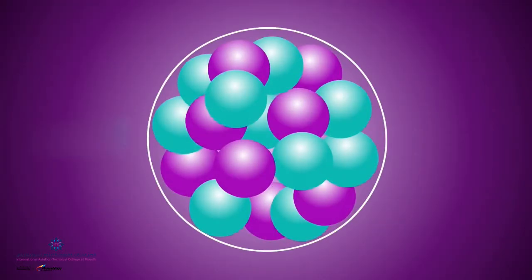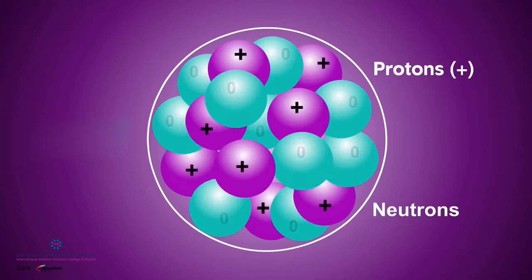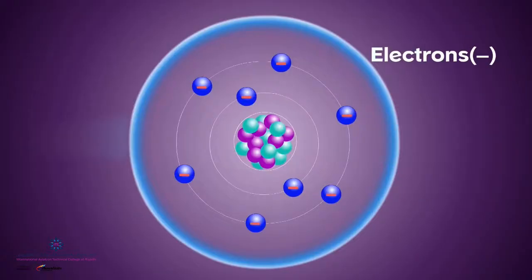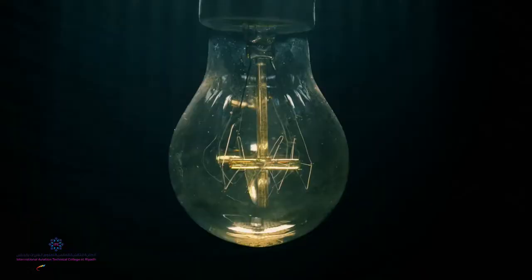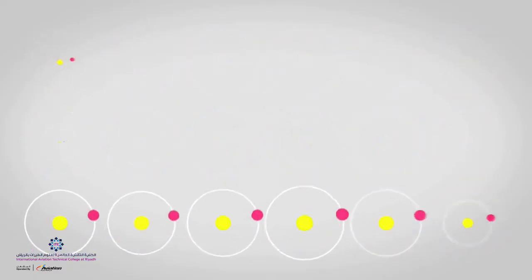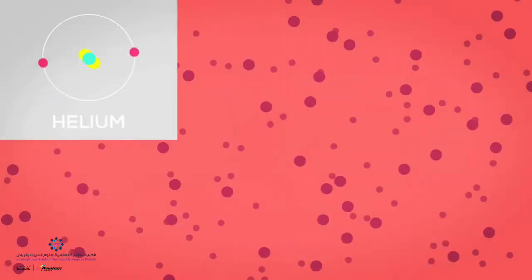At its center is the nucleus. This is where you will find the protons and neutrons. Protons are positively charged and neutrons, as the name suggests, have no electrical charge. Electrons are negatively charged and circle the nucleus. It is the electrons that are responsible for the flow of current, whereas the number of protons decides what type of atom it is going to be.